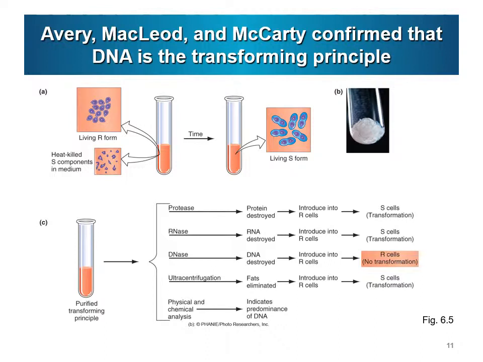And in the case of DNAse, the DNA will be destroyed, and when we introduce it into our cells, we will see that no transformation is taking place because the DNA was destroyed. Ultracentrifugation is a step that helps to eliminate fats, and the DNA is still remaining. When we introduce it into our cells, we get S cells. Transformation is taking place. So physical and chemical analysis will show that there is a predominance of DNA.